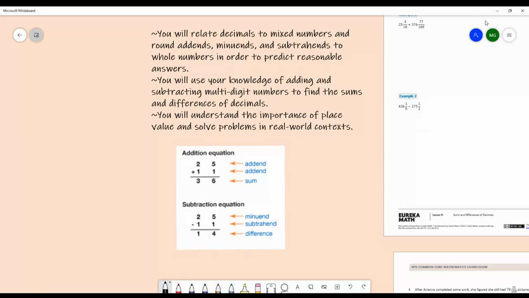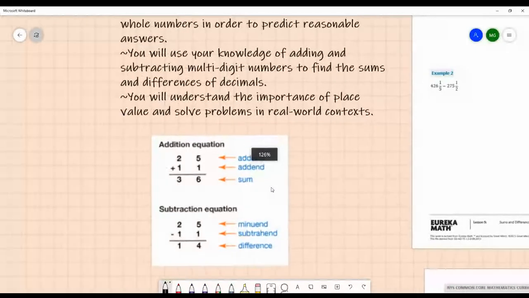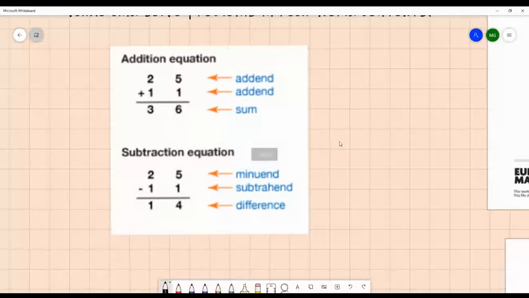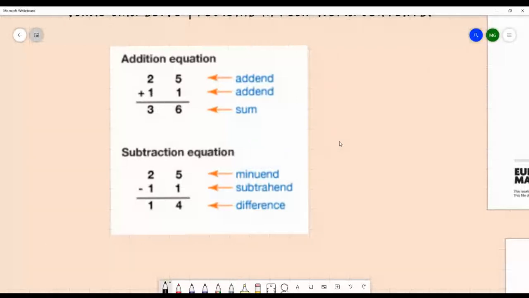Now, on page 95, off to the right-hand side, I'd like you to copy down these vocab words so that you know what we're talking about. In an addition equation, the two numbers that we're adding are called addends. You'll see those right here. So we have our 25, our 15 and our 11 are addends. The answer to our addition problem is our sum.